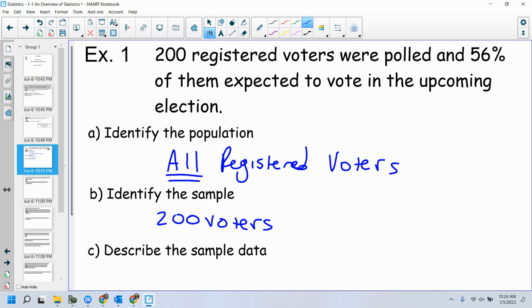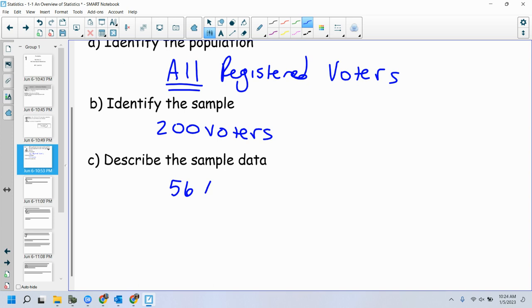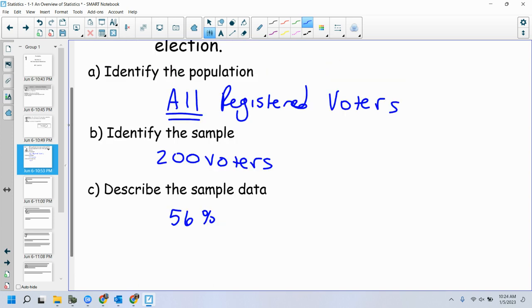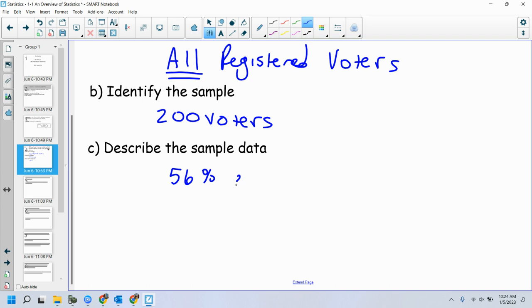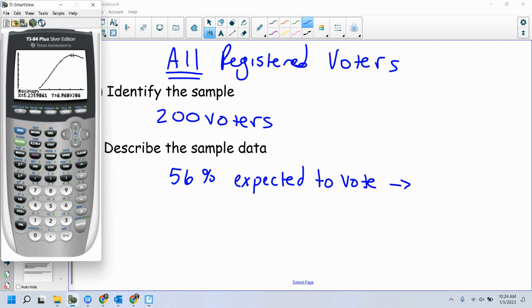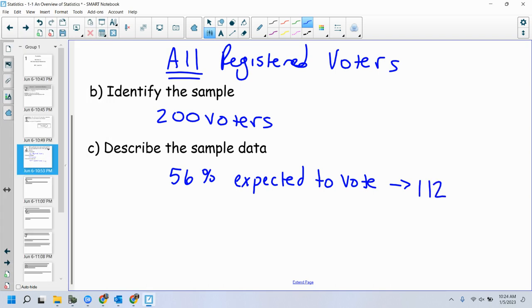So describing the sample data, 56% said they would vote, expected to vote. And we can go even further and say, well, if 56% of them expected to vote, then I know that 112 expected to vote. That's good enough.